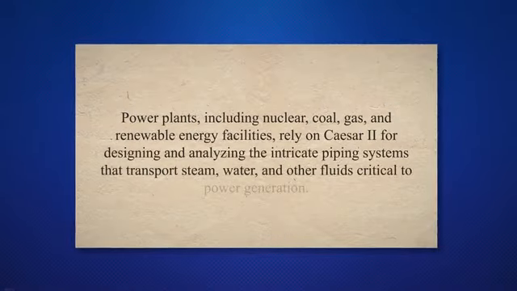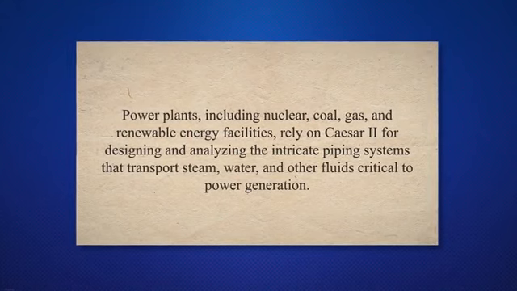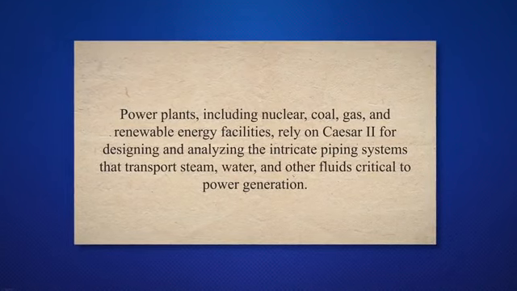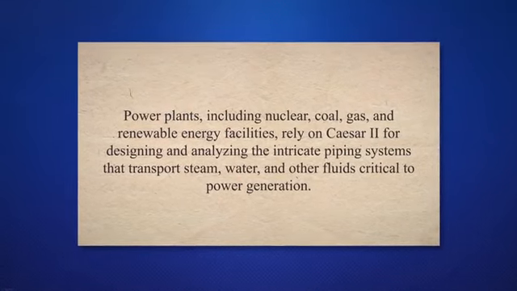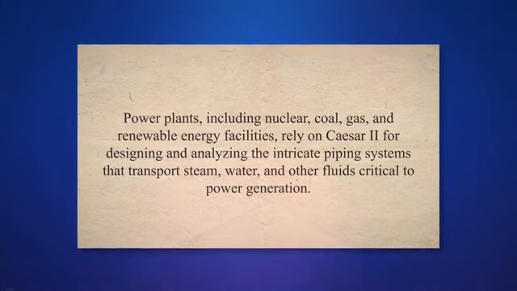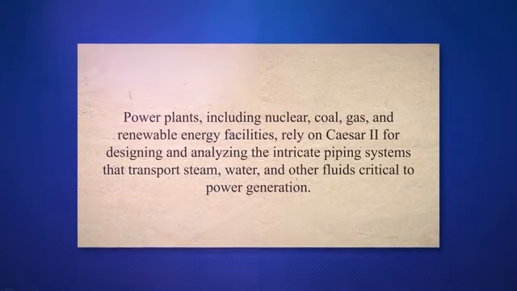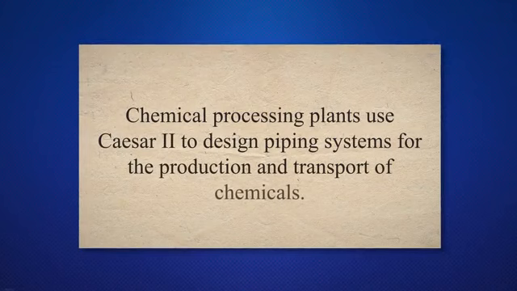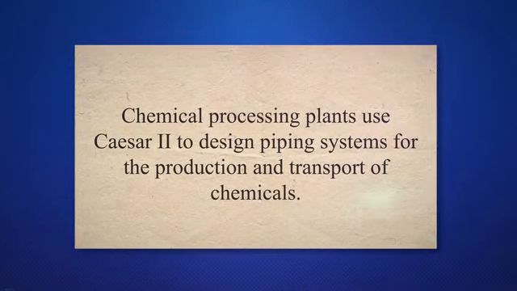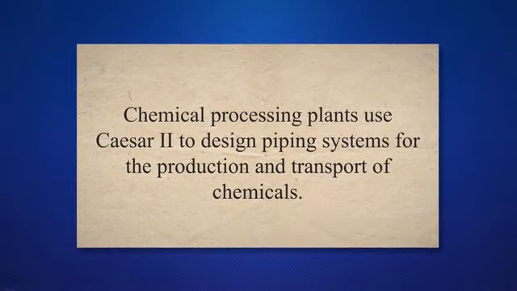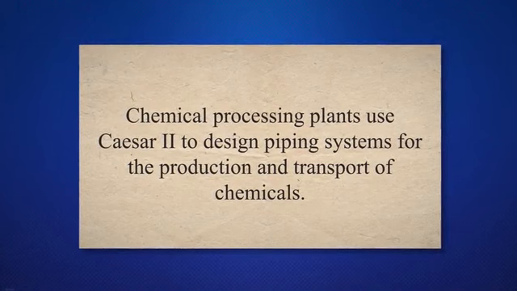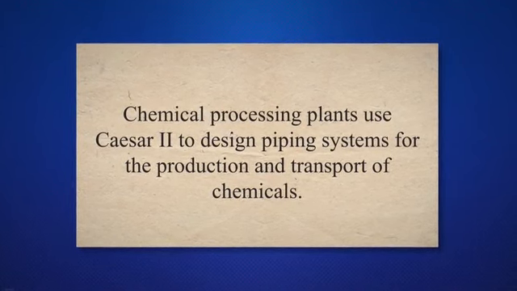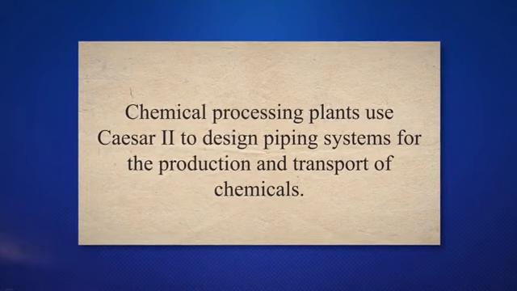Power plants, including nuclear, coal, gas, and renewable energy facilities, rely on Caesar 2 for designing and analyzing the intricate piping systems that transport steam, water, and other fluids critical to power generation. Chemical processing plants use Caesar 2 to design piping systems for the production and transport of chemicals. The software helps prevent corrosion, leaks, and other issues that could compromise safety and product quality.